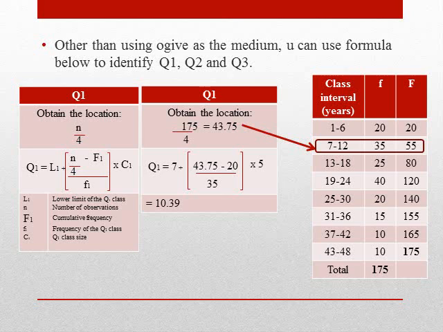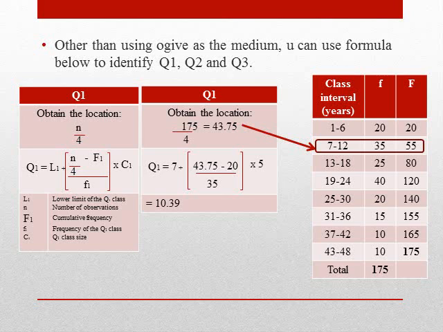L1 is the lower limit of the Q1 class. The class interval is 7 to 12, so the lower limit is 7. Then N over 4, the location result, is 43.75, minus F1, the cumulative frequency before, which is 20. Divide by the frequency, which is 35, times 5.